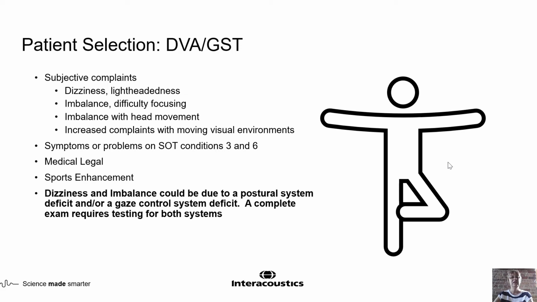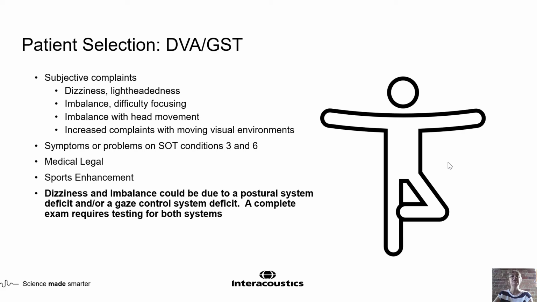Which patients do I test? Pretty much any patient that tells me that they have lightheadedness or dizziness, and especially if they say that this happens more when they're moving their head. So anytime anybody tells me, "I'm really dizzy when I move my head," then they're a good candidate for DVA and GST testing. There are some more advanced computerized posturography tests, like the SOT test, that can also suggest for us when we might do DVA and GST.